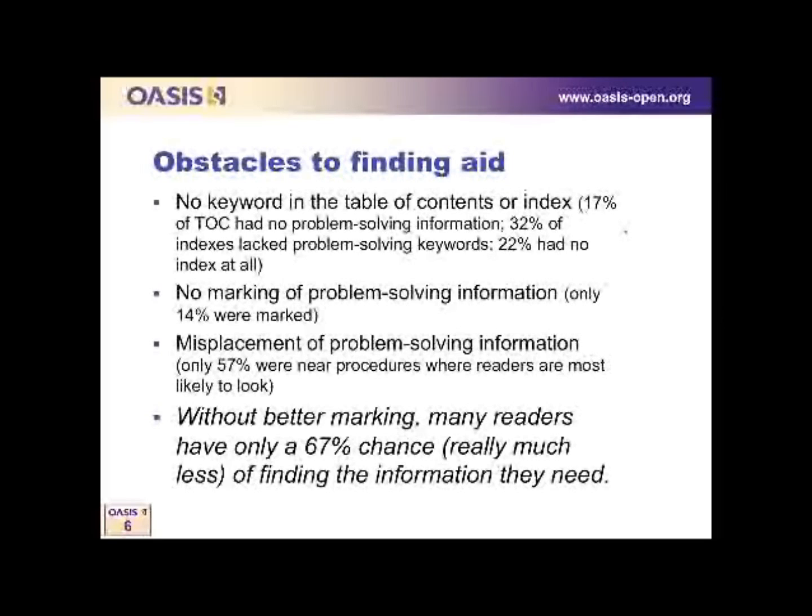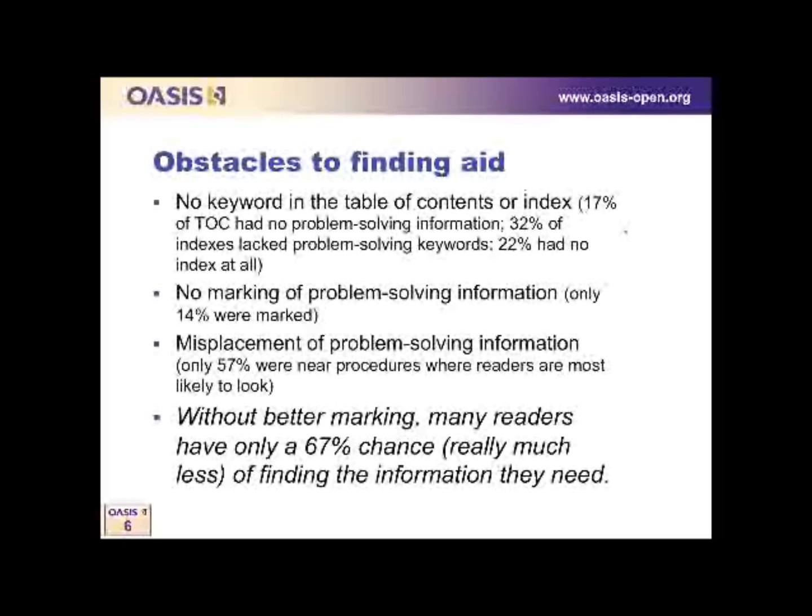Now, of course, today we're using search much more than we're using tables of contents or indexes, but the same problems occur. The troubleshooting information isn't labeled. It isn't called troubleshooting. It isn't organized in a way that makes it easy for people to find. The researchers also found that the troubleshooting information in the text was not clearly marked. Only 14% of any of the problem-solving information they looked at was marked at all.